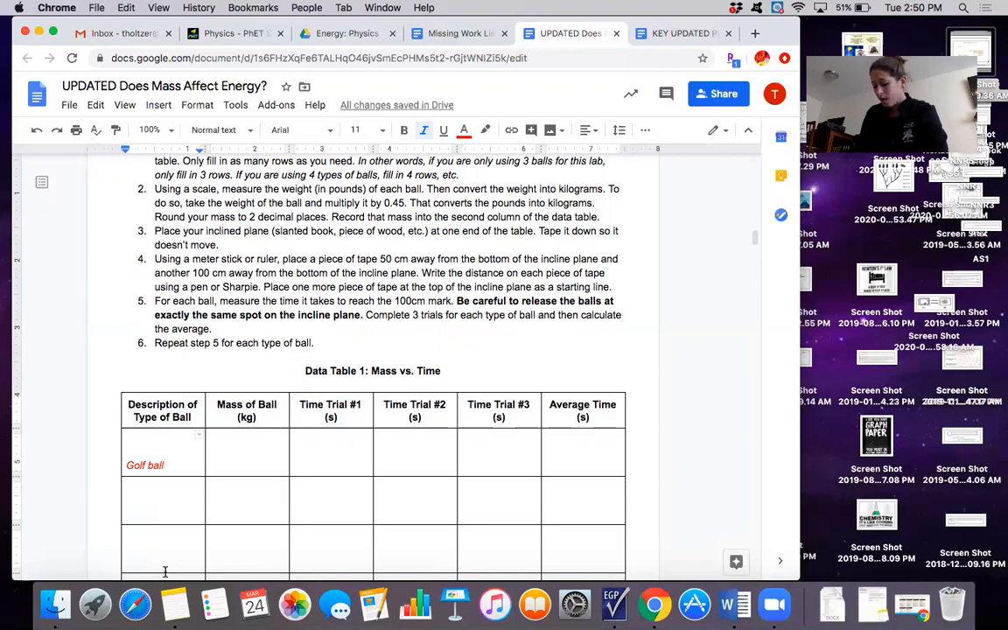So if you don't have any balls at home, I'm going to actually give you the masses and make sure you fill them into the data table. The first is going to be this golf ball. This golf ball has a mass of 0.10.